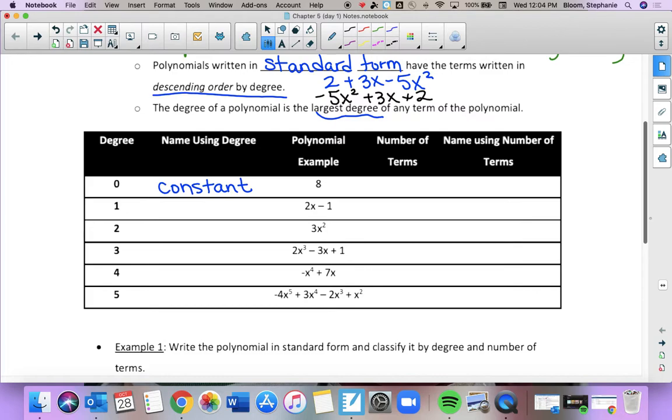And how many terms do I have right there? 1 term. And so when I name it by the number of terms, that's always the ending omial, and then the beginning is going to be based off of what goes with a 1, a 2, 3, or so on. So what's a single term called? Monomial. Good.